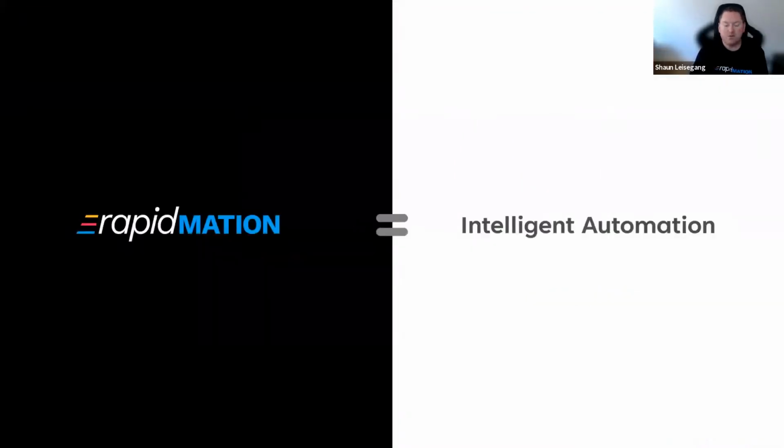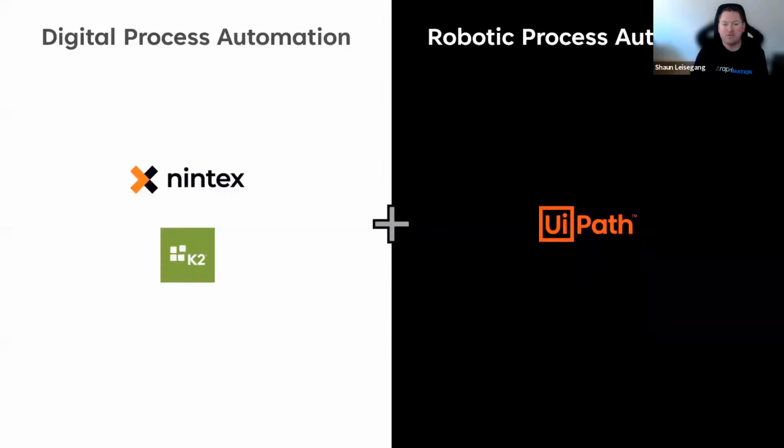So just to set a bit of context, just in case you've not heard of rapidMATION before. Here at rapidMATION, we're all about something called intelligent automation. And what that means is that we have different tools that we use in our intelligent automation toolbox. And one of the core robotic process automation platforms, the market leader, and the one that we specialize in, is a platform called UiPath.